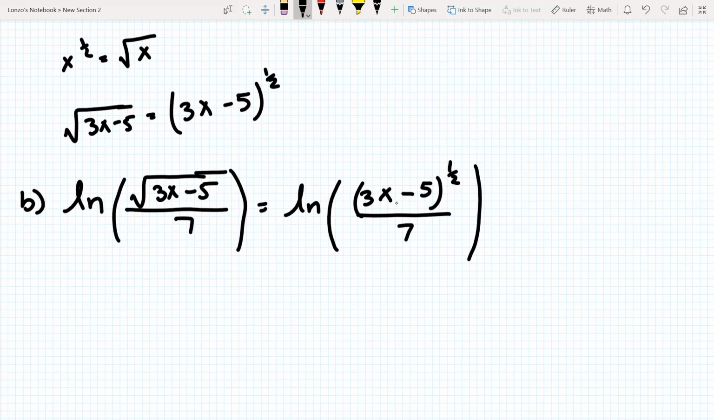Okay, so now what do we know? We have a division and we have a power. And what do we know about division when dealing with logs when you're expanding? Division is equivalent to subtraction. So when you're dividing logs, you're really subtracting.